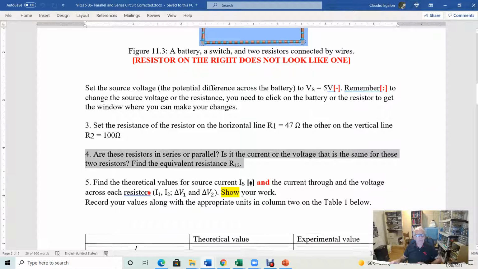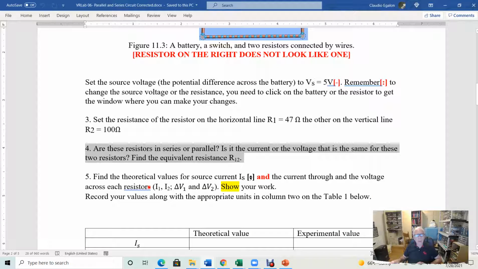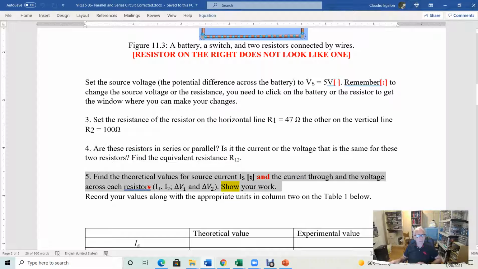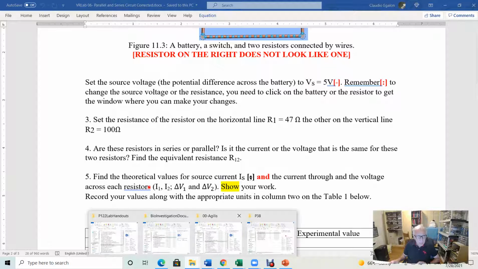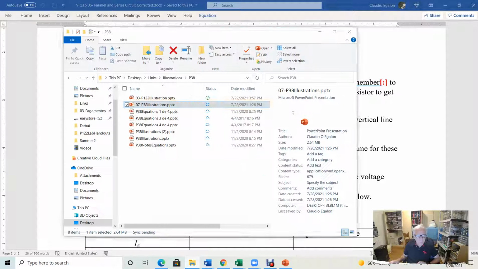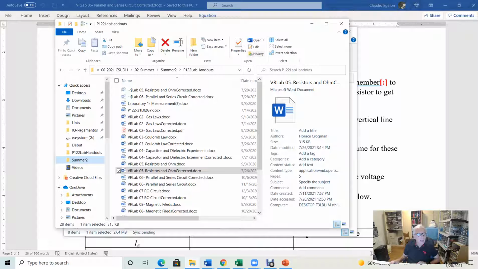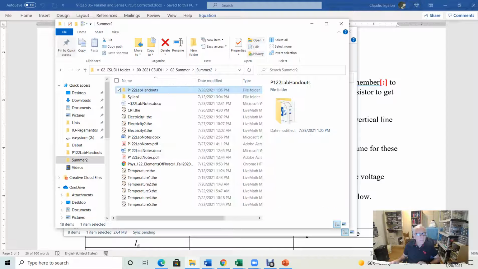Okay, so find the equivalent resistance. It should be R1 plus R2, which is 100 plus 47, which is 147. And now we are going to find out the theoretical value for the source current. I'm going to do that in my software, my favorite software. Investigations, lab, electricity, right in here.